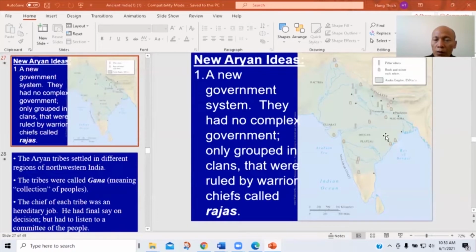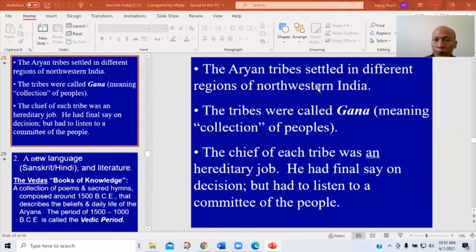And here, with the new Aryan ideas, they established a new government system, but it had no complex structure. They were only grouped in clans that were ruled by warrior chiefs, whom they called Raja. So here is along India.